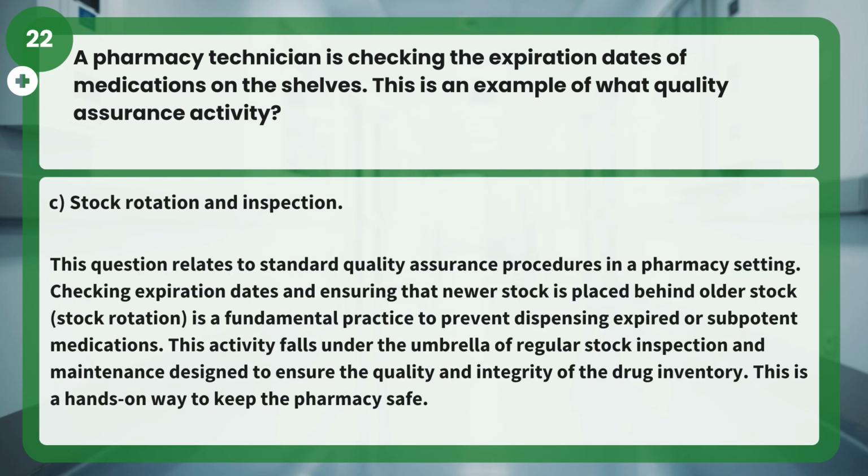Answer C. Stock rotation and inspection. This question relates to standard quality assurance procedures in a pharmacy setting. Checking expiration dates and ensuring that newer stock is placed behind older stock, stock rotation, is a fundamental practice to prevent dispensing expired or subpotent medications. This activity falls under the umbrella of regular stock inspection and maintenance designed to ensure the quality and integrity of the drug inventory. This is a hands-on way to keep the pharmacy safe.